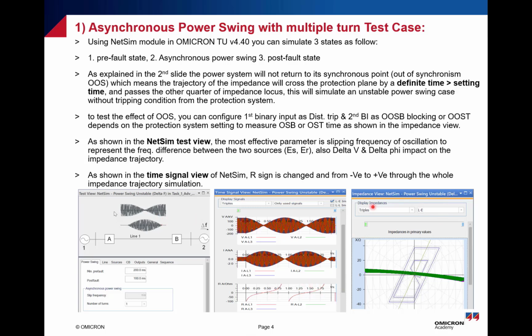And as you can see from the impedance view here, the R is changing sign. The R sign is changed from negative to positive. It starts with the minus R, and after this time it changes to the positive R, which means the trajectory is coming from the left side up to the first quadrant, or the right side. And this is an asynchronous, out of step test case. And also you can check the impact of the trajectory on the impedance plane.